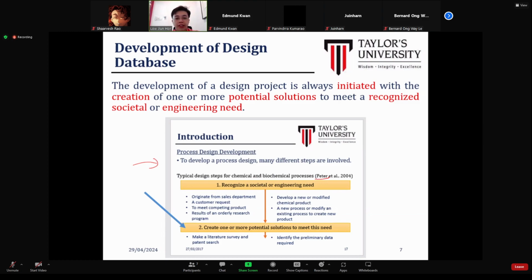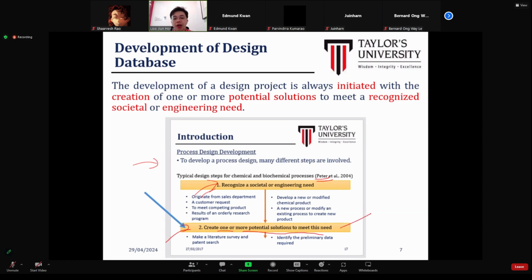So stage number 1, first we need to identify the product that we want to produce or the objective that we want to achieve. This is stage number 1. If we already identify the product we want to produce and also the objective that we want to achieve, then we can move on to stage number 2. Stage number 2 in the framework introduced by Mr. Peter is known as create one or more potential solutions to meet this need.